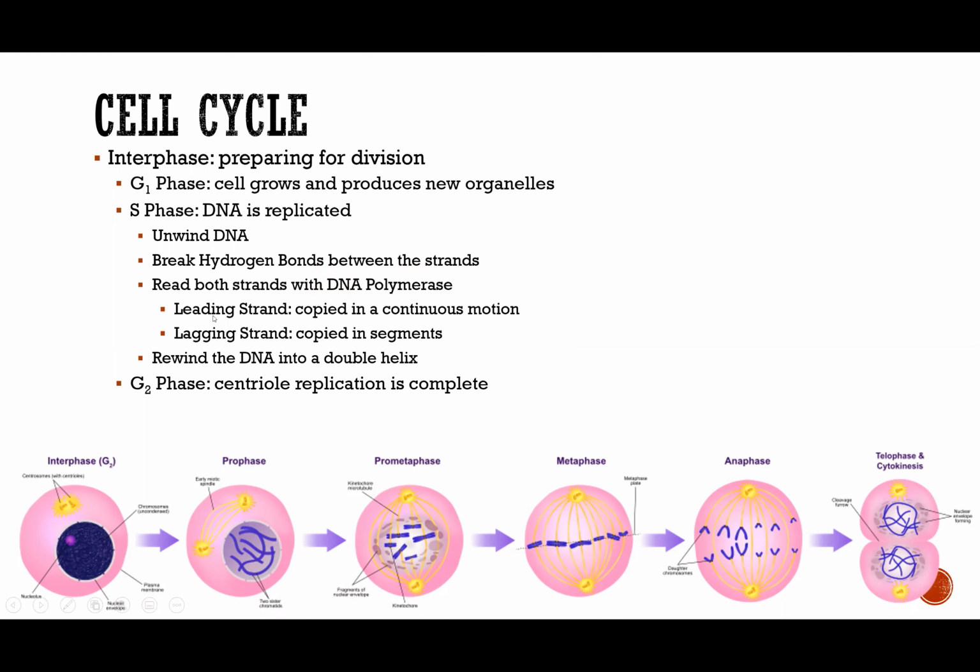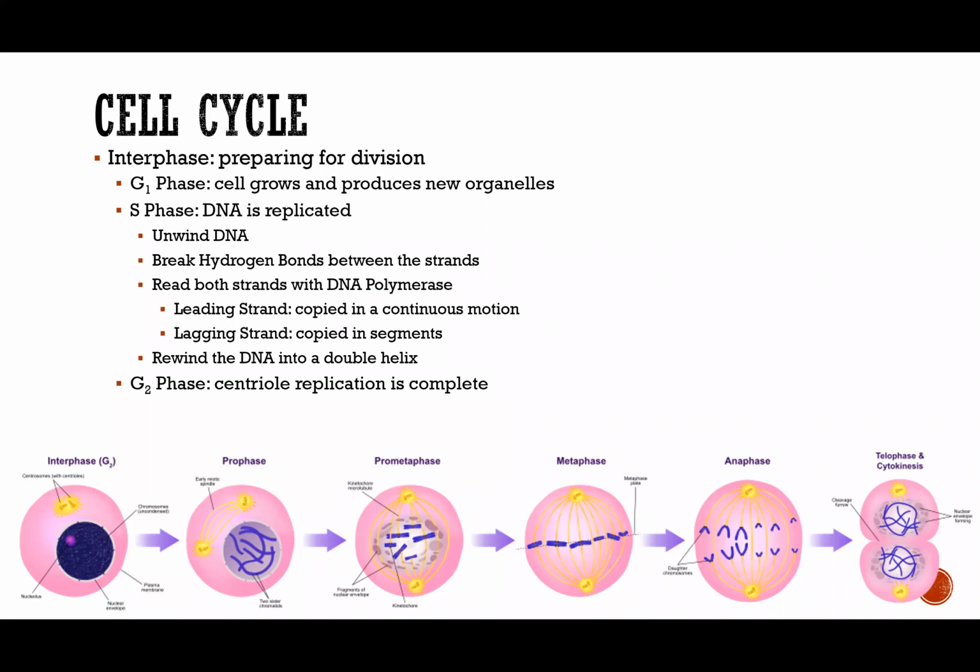You don't need to know too much about the leading and lagging strand. You just need to know that the leading strand is copied in a continuous motion and the lagging strand is copied in segments. Think about lagging in video games or lagging in general. It's very choppy, so it's broken into segments. Within your notes, you can read about the 3' and 5' ends, how we read from 3 to 5, 5 to 3. Once we're done copying the DNA, we rewind it back into a double helix. That's the end of the S phase and DNA replication as a whole.